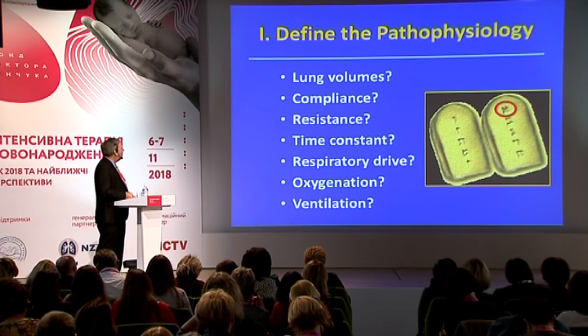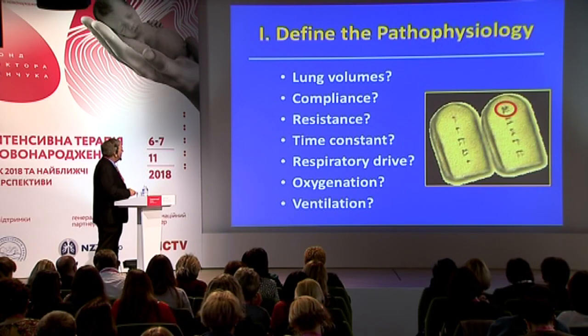Now, my first rule, and I'll actually call this a recommendation rather than a rule, is try to define the pathophysiology. What's wrong with the baby? Why are the blood gases abnormal? And what can I do to help correct the situation?